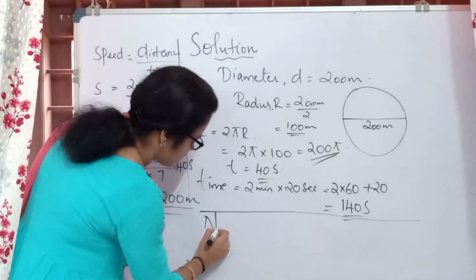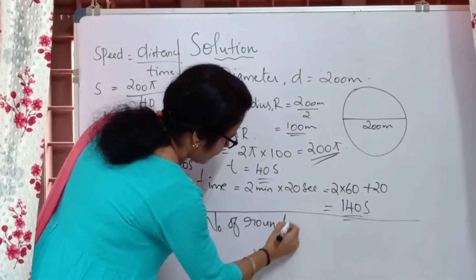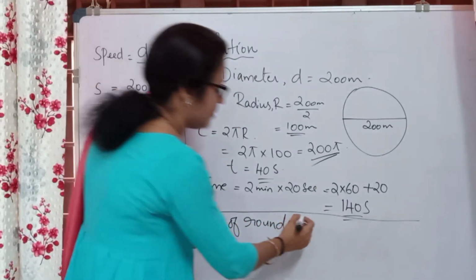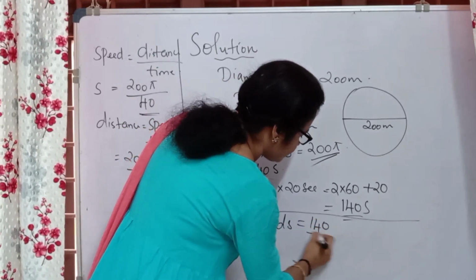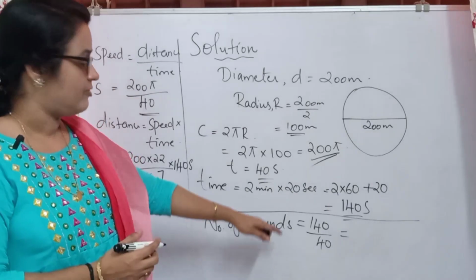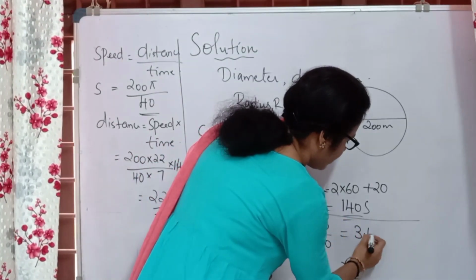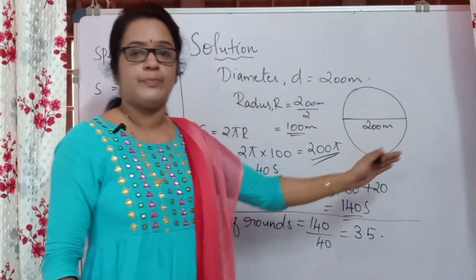The number of rounds is equal to how much? 140 by 40, right? That is 3.5 rounds. So he is traveling for 3.5 rounds.